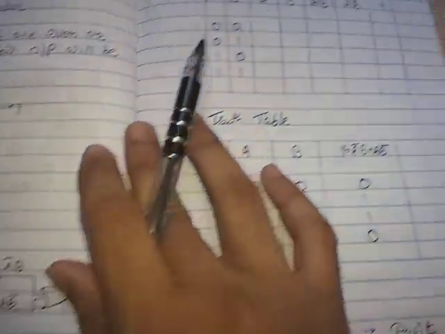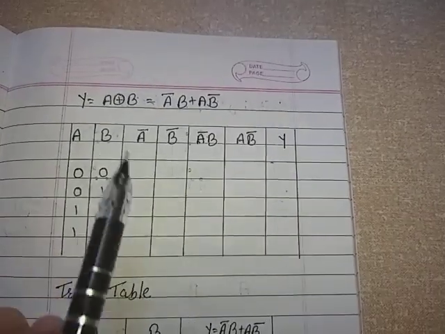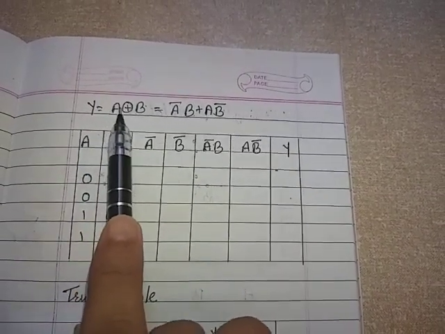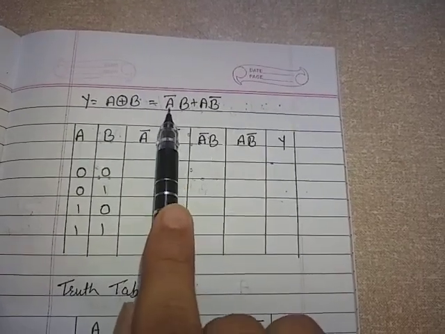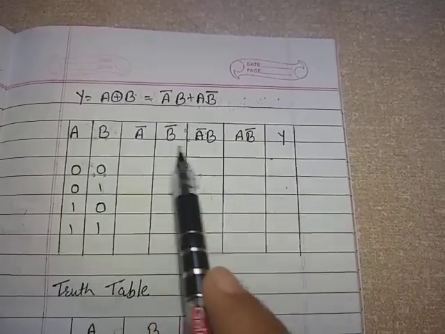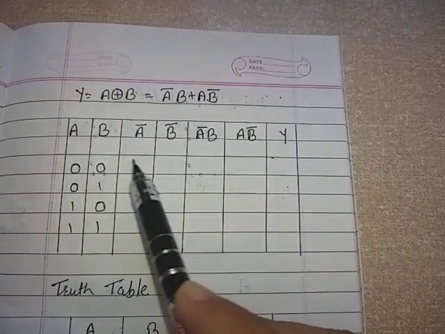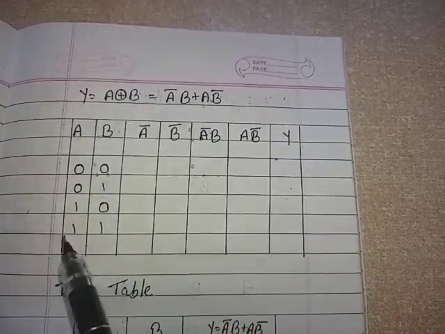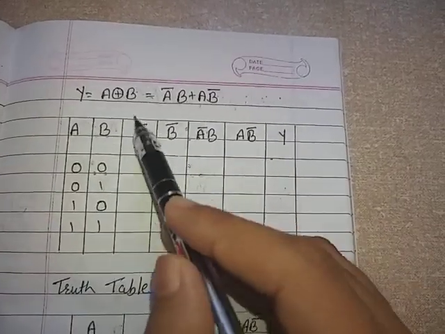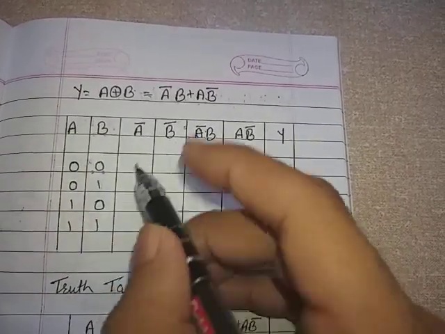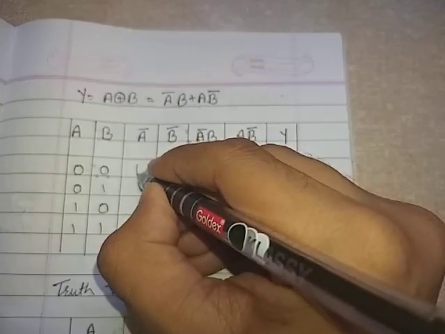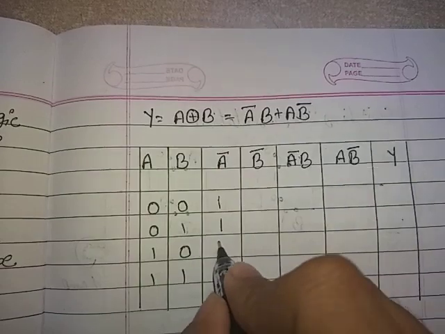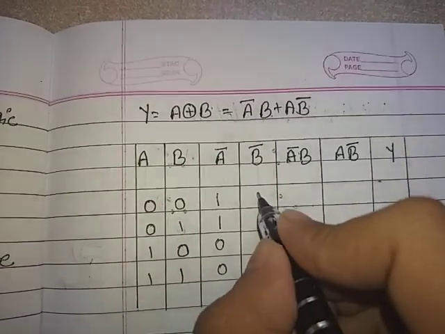Now let's move to the truth table. How to construct the table? As we know, the logical equation y is equal to a XOR b, that is a bar b plus a b bar. We have two inputs a and b, so here are the two inputs and their possible combinations: 0 0, 0 1, 1 0, 1 1. Next we require a bar. So 0 will become 1 and 1 will become 0. Similarly for b.